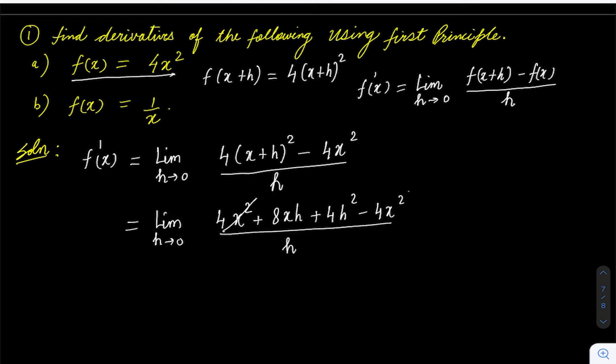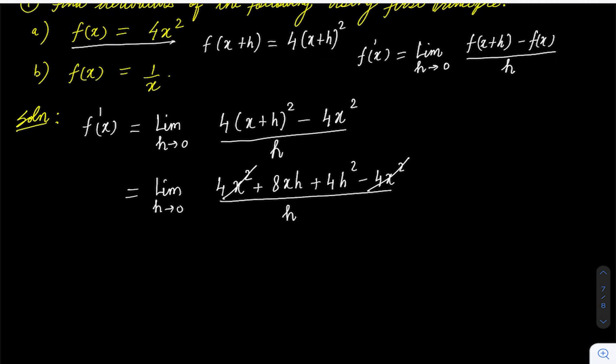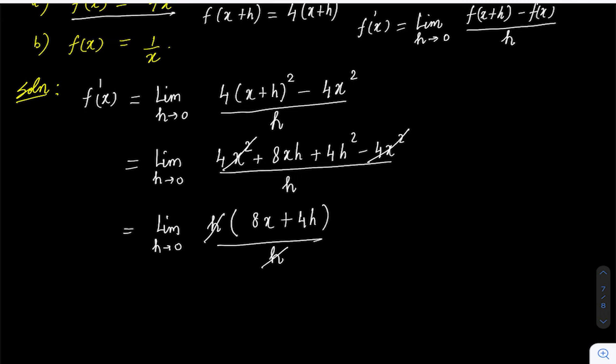So I can cancel this 4x square, and now you can see that after cancelling 4x square in the numerator, in both the terms you have h. So I can take this h out. What is left now is 8x plus 4h divided by h. Now you can cancel this h. So that is what I meant. You have to remove the denominator h somehow. Once it is removed, you can easily simplify this.